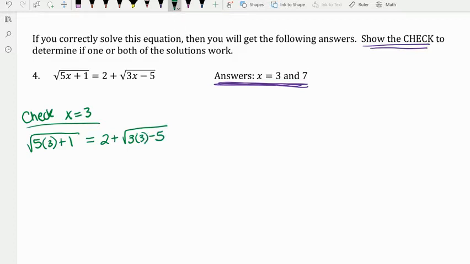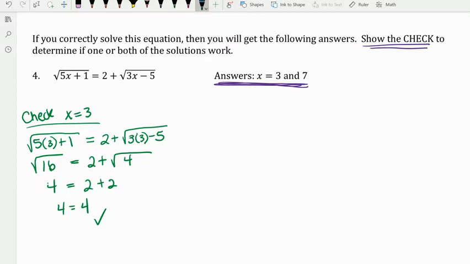And then don't do any solving. Don't start squaring both sides. Just do order of operations. So I'm going to do everything inside the radical. That would be radical 15 plus 1, which is 16, equals 2 plus radical 3 times 3 is 9, minus 5 is 4. The square root of 16 is 4. And then I get 2 plus the square root of 4 is 2. So we get 4 equals 4. So that x equals 3 checks out. That is a good solution.